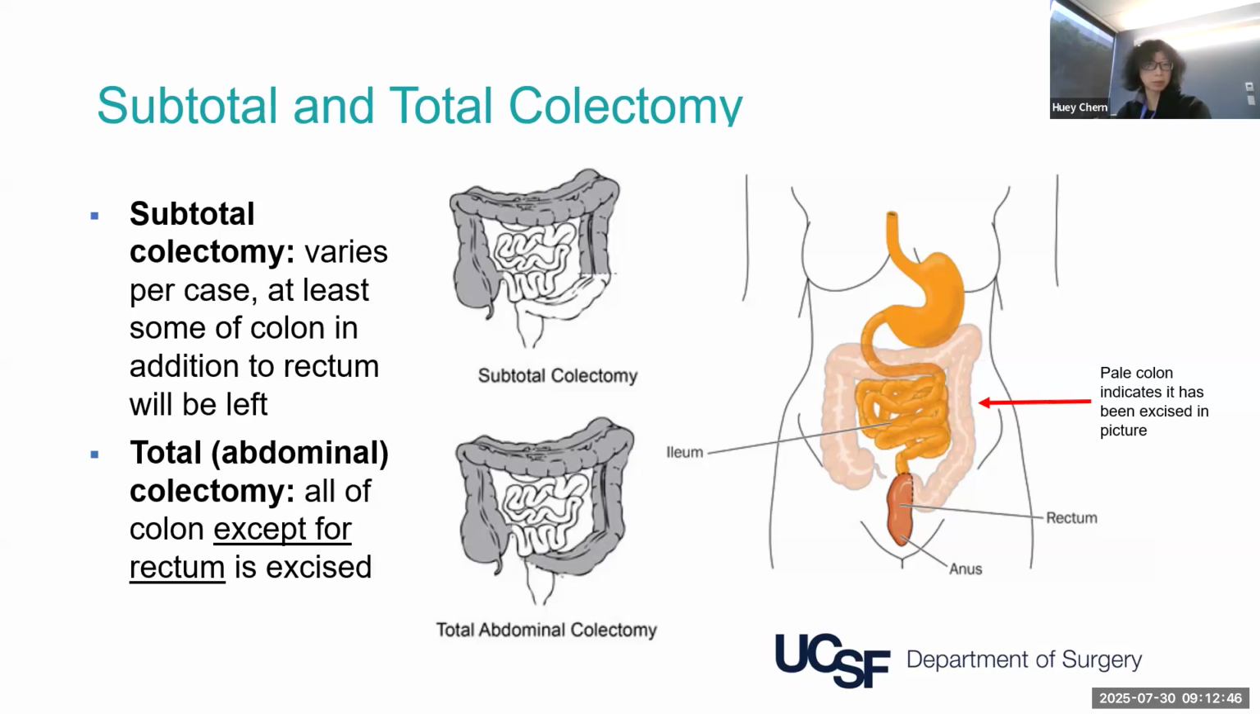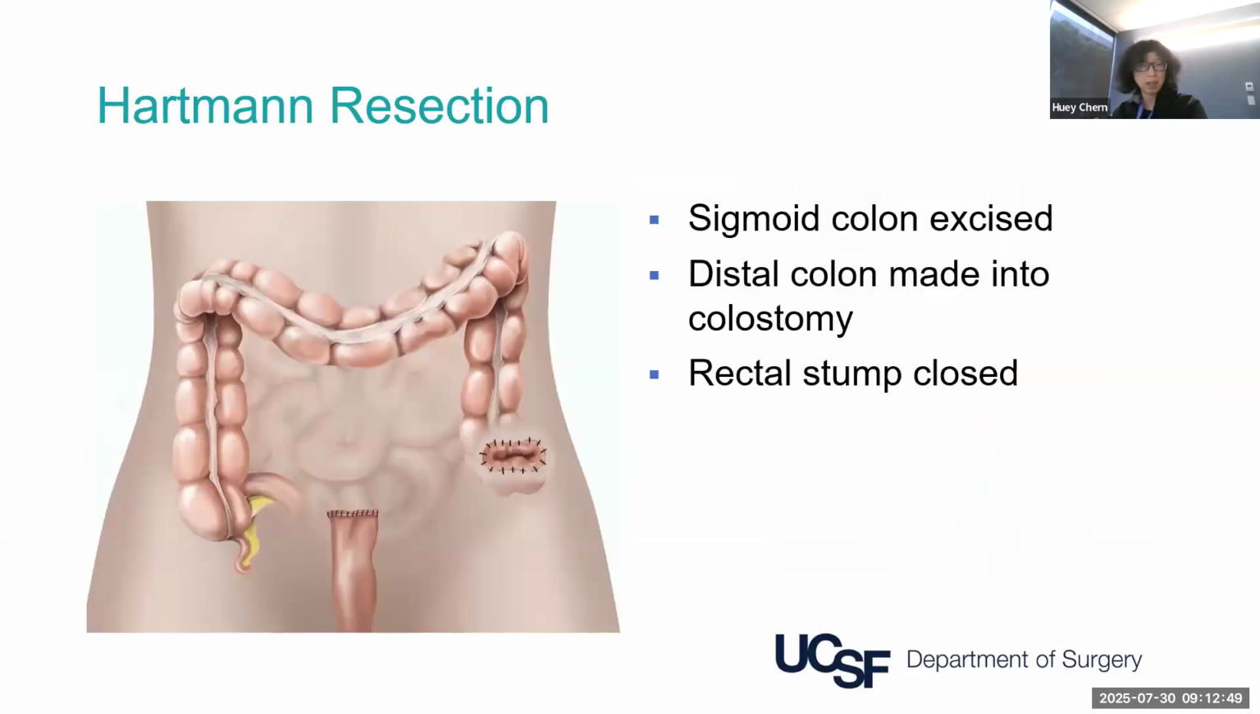So that's a subtotal versus total abdominal colectomy. As I mentioned before, for all the resections, you can consider either doing a primary anastomosis, or a primary anastomosis with a diversion like a protective diversion stoma, or you can just create a stoma without anastomosis. So this is a fairly common operation we do for diverticulitis, for example.